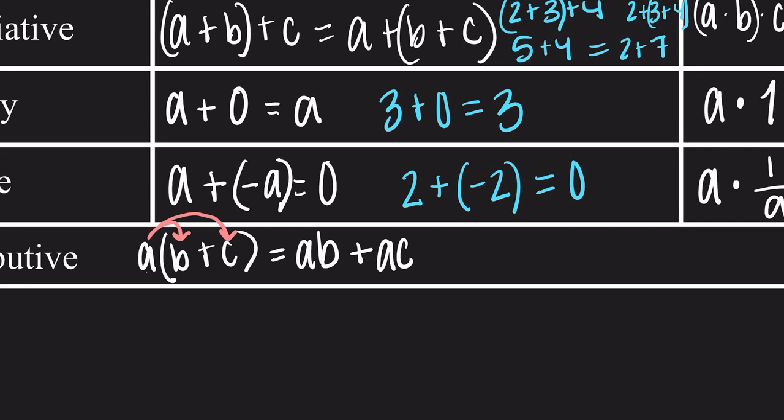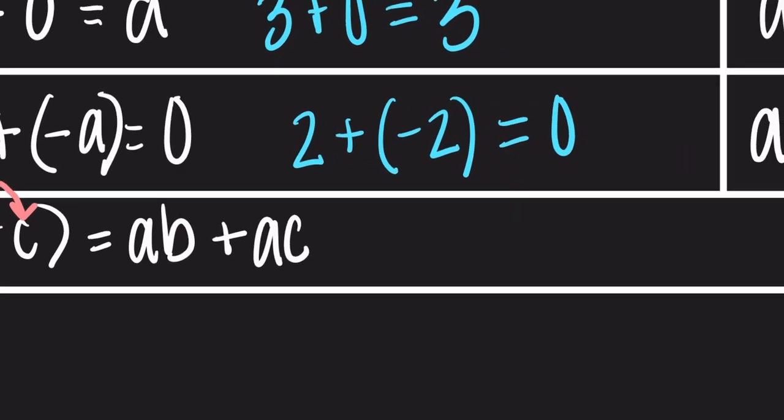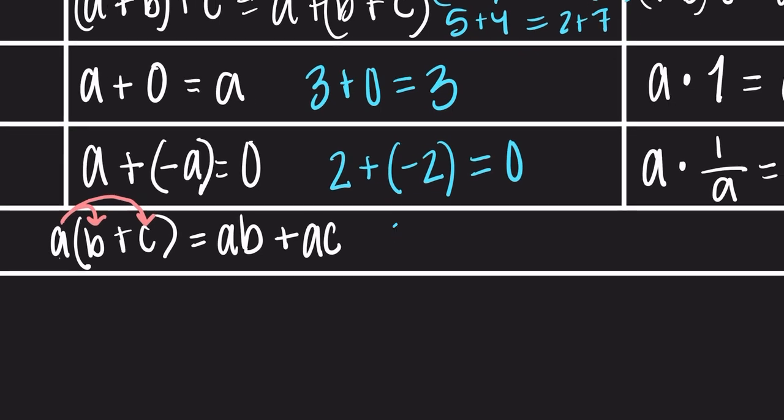Okay, let's see how this would work in an example. So we have 2 times 1 plus 3. Well, there's technically 2 ways we could solve this, right? We could say, what's 1 plus 3? Okay, 1 plus 3 is 4. What's 2 times 4? Well, 2 times 4 is 8.